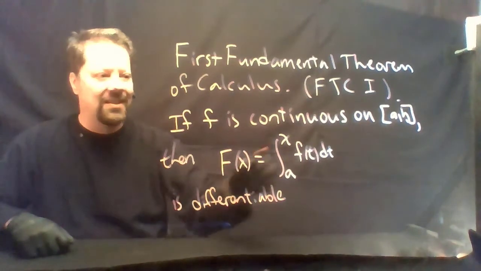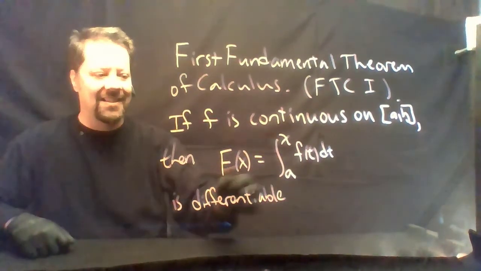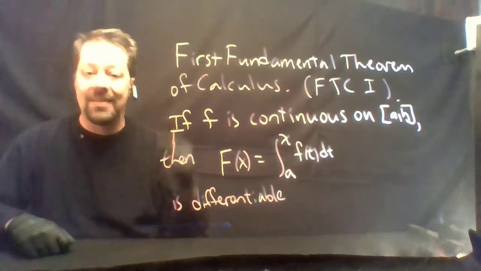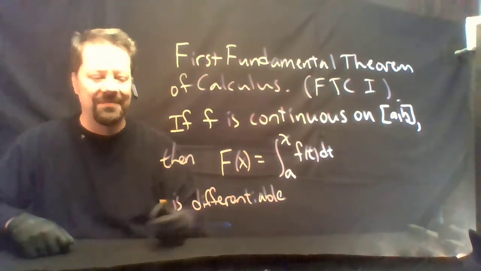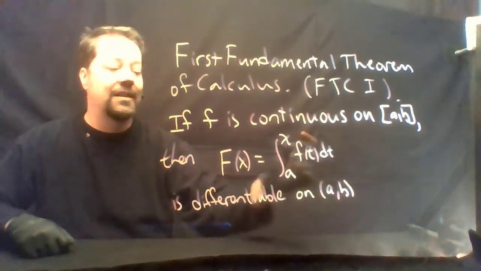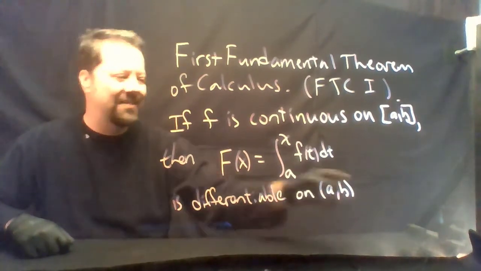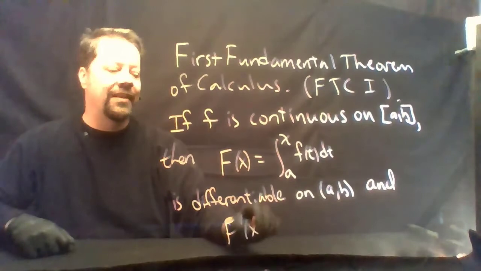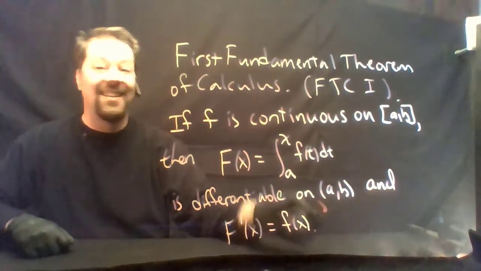In other words, the averaging process of the integral smooths this out, and you obtain from a continuous function one function that is one level higher in smoothness. It is differentiable. But not only is it differentiable, we can tell you what its derivative is. The derivative is f of x.